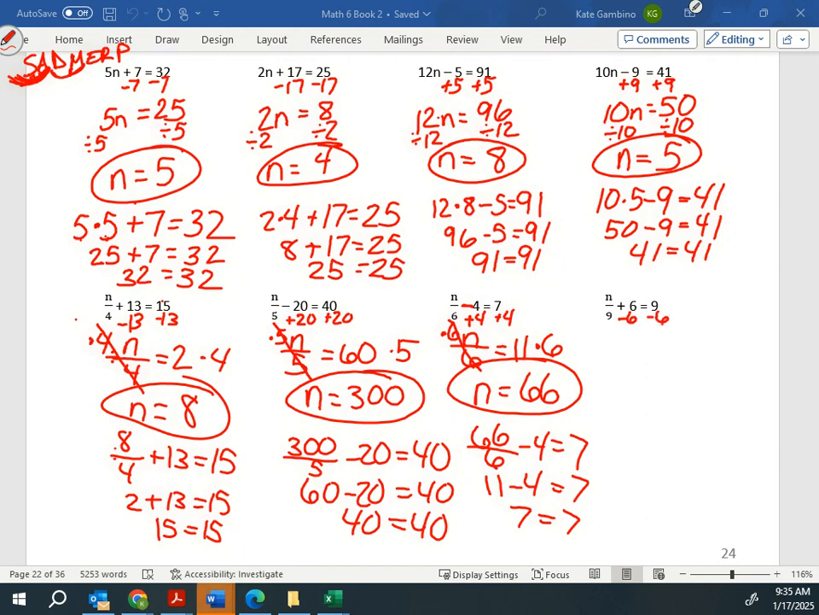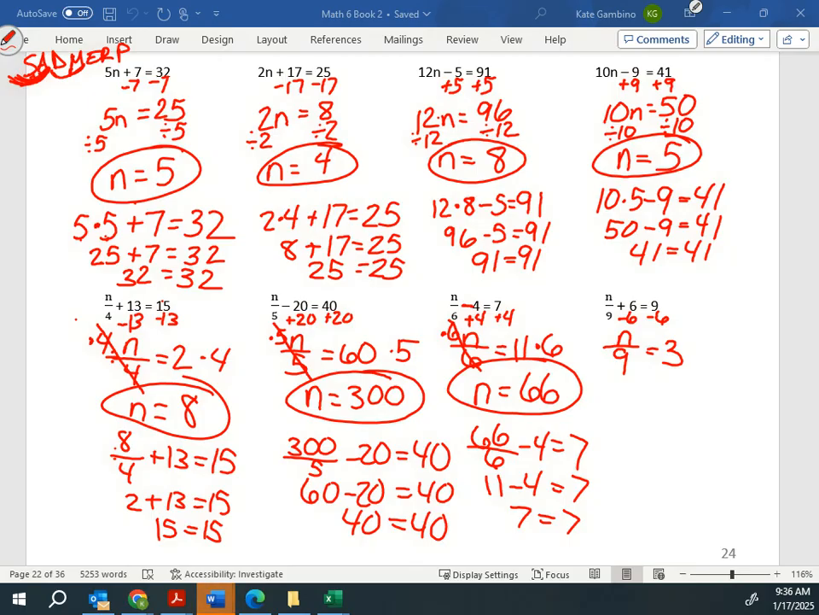6 minus 6 gets me 0. I always want to zero it out. So that's our clue. If we did 6 plus 6, it would be 12, and I can't zero it out. I always have to do the opposite, so I'm zeroing it out. 6 minus 6 is 0, so that leaves me with just 9. N divided by 9 equals 9 minus 6, which is 3.